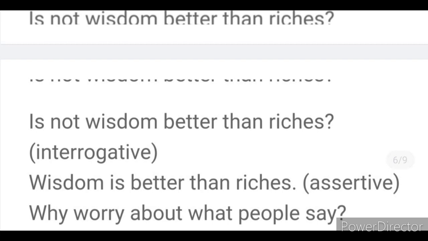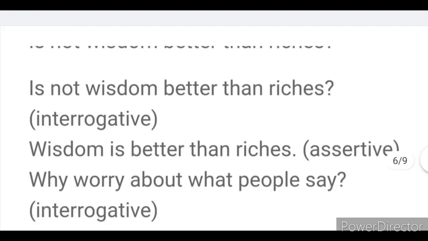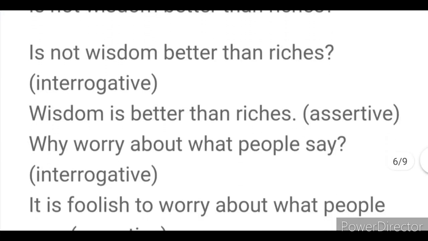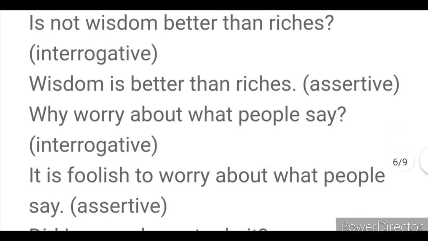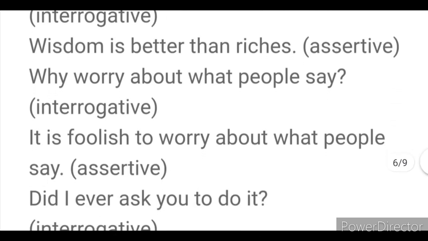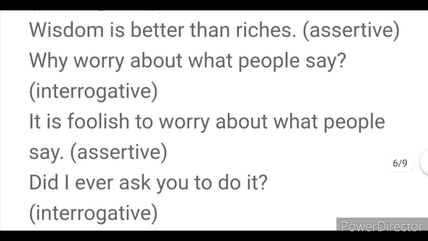Why worry about what people say? Interrogative. It is foolish to worry about what people say. Assertive. Did I ever ask you to do it? Did I ever ask you to do it?